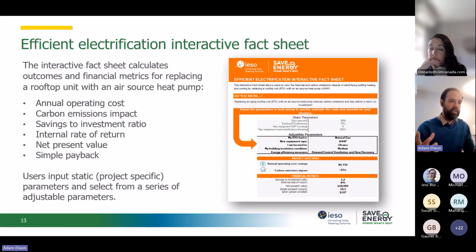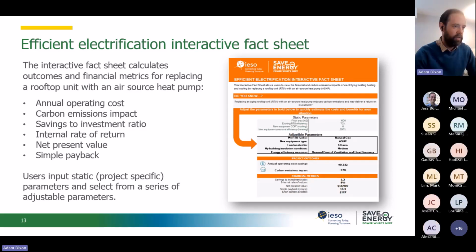We can then go in and change a few things, so we can explore what our current fuel is in our building, what we want to switch to. We can pick a general location. Again, it doesn't cover everywhere in the province, but we did try to cover a broad range of climatic zones. You can pick some of your insulation levels, and then some energy efficiency measures you do in conjunction or prior to actually switching to an air source or a hybrid heat pump system.